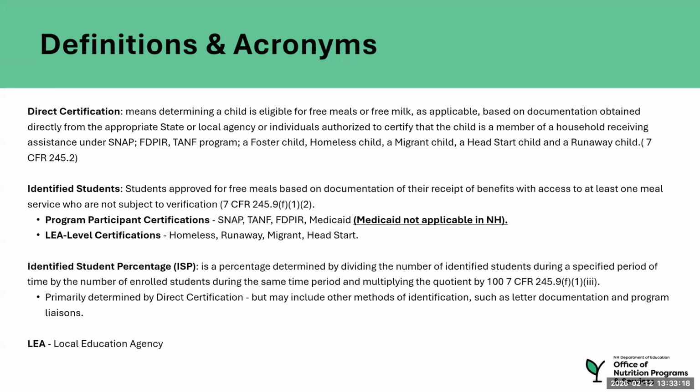Medicaid. And you'll also hear me talk about the identified student percentage, or the ISP. So this is the percent of your identified students divided by your total enrollment for your school. So that's how you get that ISP. And then LEA, just local education agency or your district.